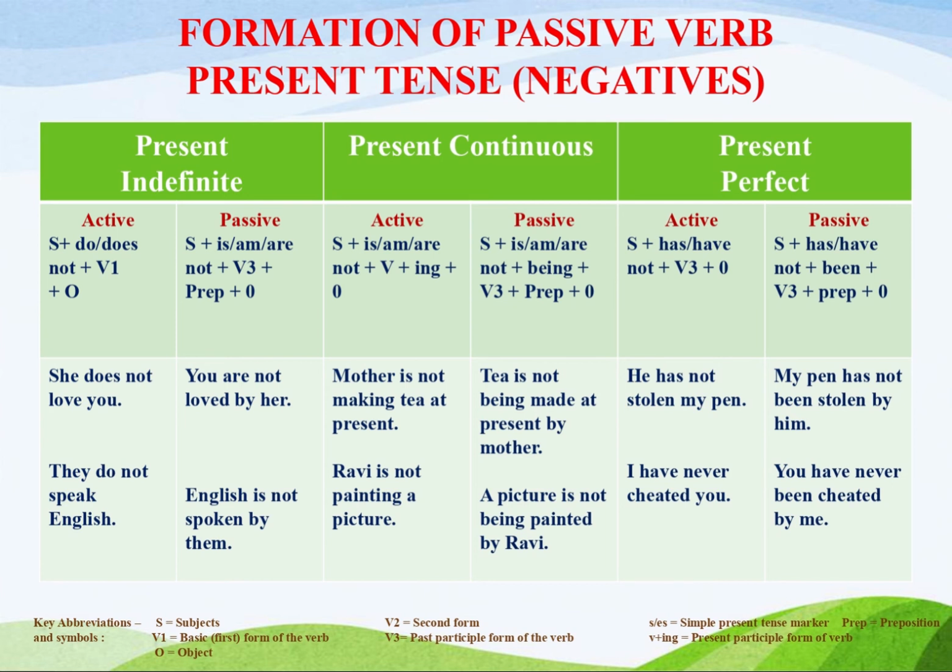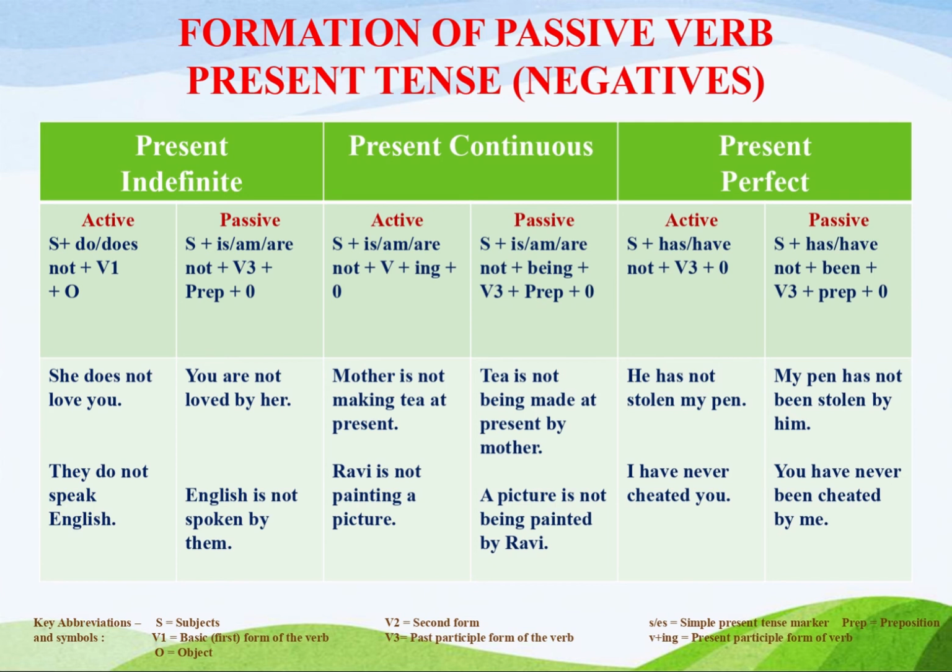She does not love you. This will get converted into you are not loved by her. They do not speak English. We take another example. They do not speak English. English is not spoken by them.